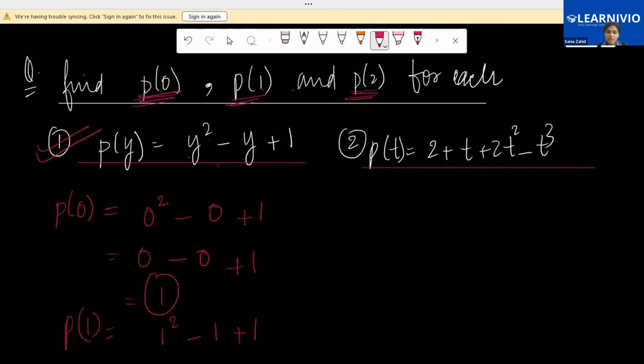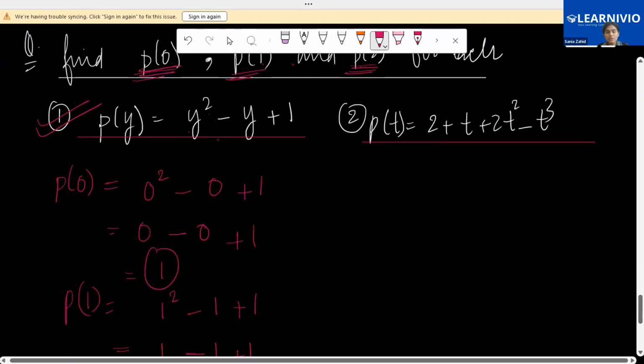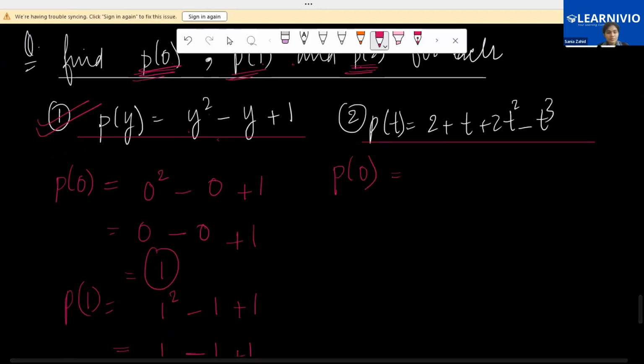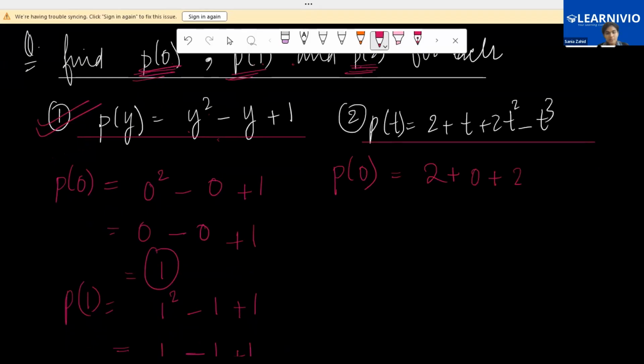Done? Hafsa, you? No problem, we'll do it in the class only. So Hafsa, tell us how will you solve P0? P0 is equal to 2 plus 0 plus 2 into 0 square, minus 0 cube. Very good.